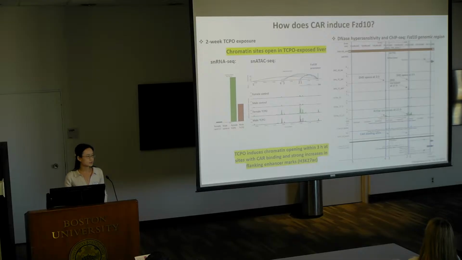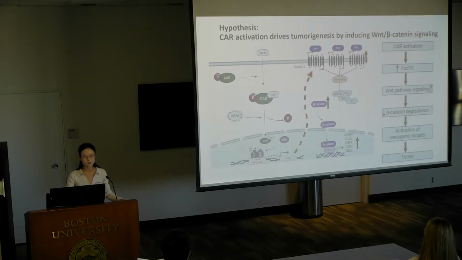And actually, these sites are CAR binding sites. So we can conclude that the TC pop-up induced chromatin opening within 3 hours at sites with CAR binding and a strong increase in enhancer markers. So here is our hypothesis: after binding with TC pop-up, the CAR will bind to frisoten enhancers and then induce frisoten expression. And then the whole Wnt pathway will get activated. So there are some genes involved in tumor that get transcribed.